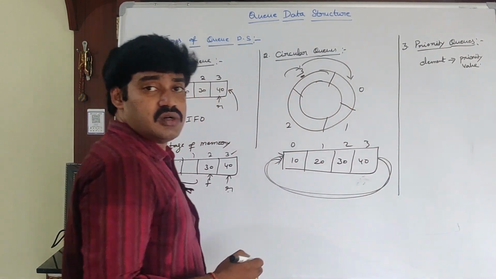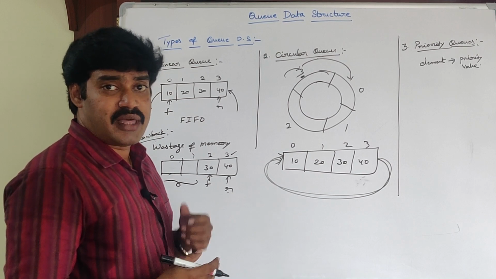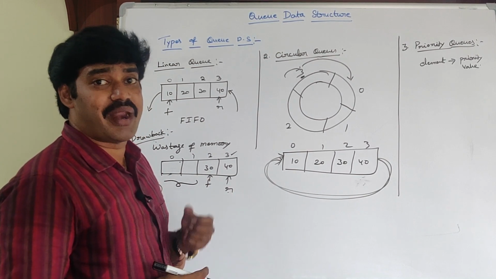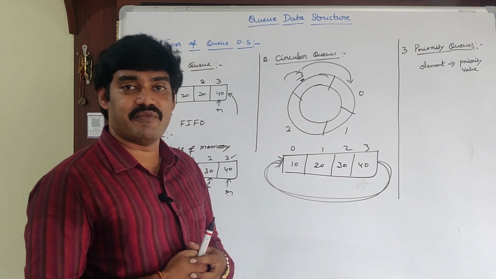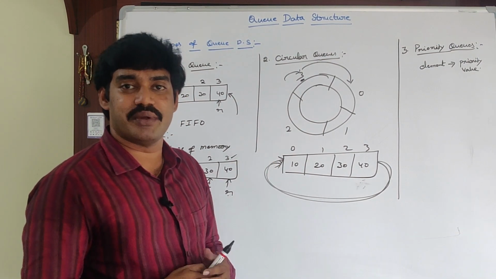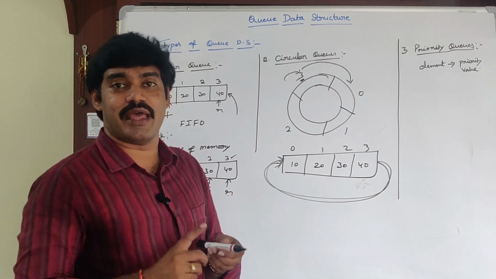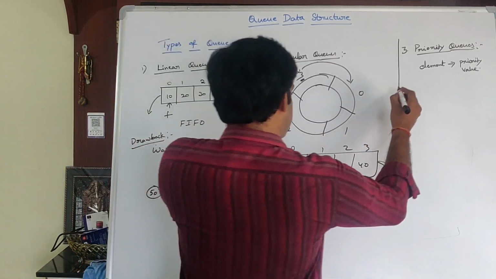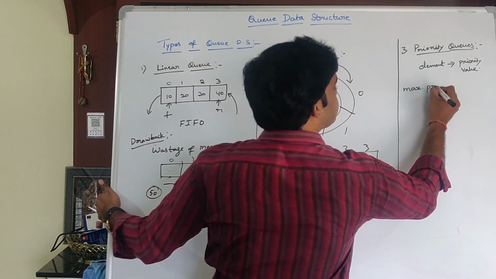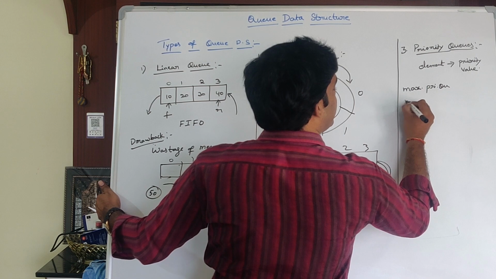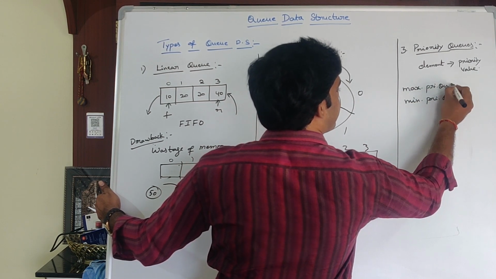So if I want to delete an element in a priority queue, that deletion is dependent on the priority value of that particular element. If I want to delete an element from the priority queue, which element is to be deleted? That depends on the priority value of that particular element. There are two types of priority queues: max priority queue as well as min priority queue.